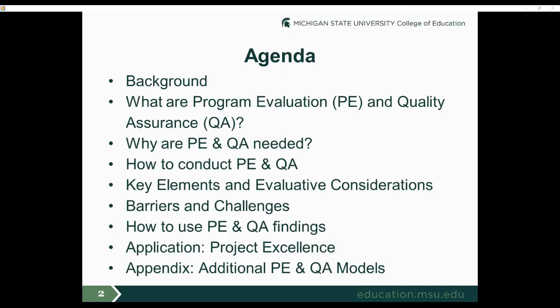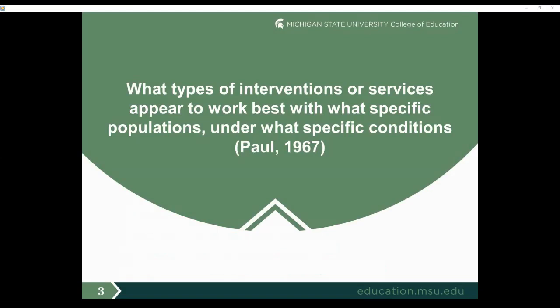This slide shows Paul from 1967 and his long-standing question in psychology about what types of interventions or services appear to work best with what specific populations under what specific conditions. I think no one could argue the importance of this question as we deliver services and interventions for people with disabilities. But as you know, we have a long way to go. We've got a good beginning in terms of evidence-based practice, but there are still many questions undecided in relation to the effectiveness and reliability of the interventions that we provide to the individual customers that we serve.